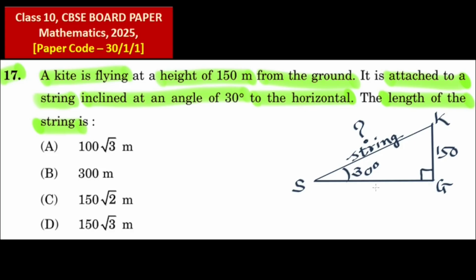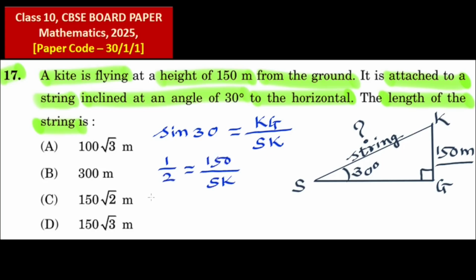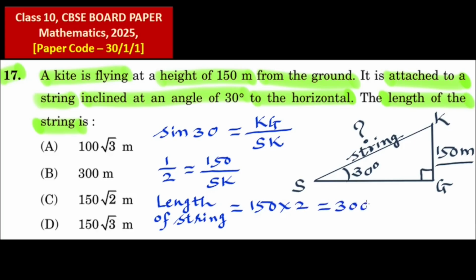In right triangle KGS, we know this opposite side KG is 150 meters and we have to find the length of the string, that is the hypotenuse SK. So we have to use sine 30 degrees, which is KG upon SK. Sine 30 is half, KG is 150 upon SK. SK is nothing but the length of the string, which will be 150 into 2 meters, 300 meters. So the correct answer option here is B, 300 meters.